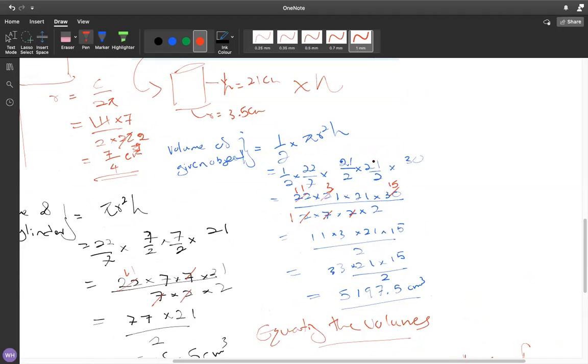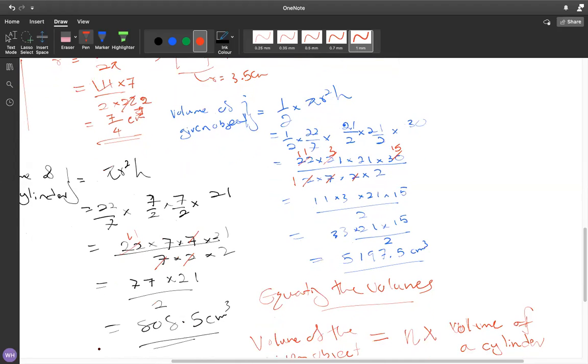22 times 21 times 21 times 30, right? So finally it's 11. 7 to 21 is 3, 1 remains, and these two can be cancelled with this one. 15 rest. So 11 times 3 times 21 times 15. Once you divide it by 2, you get this.